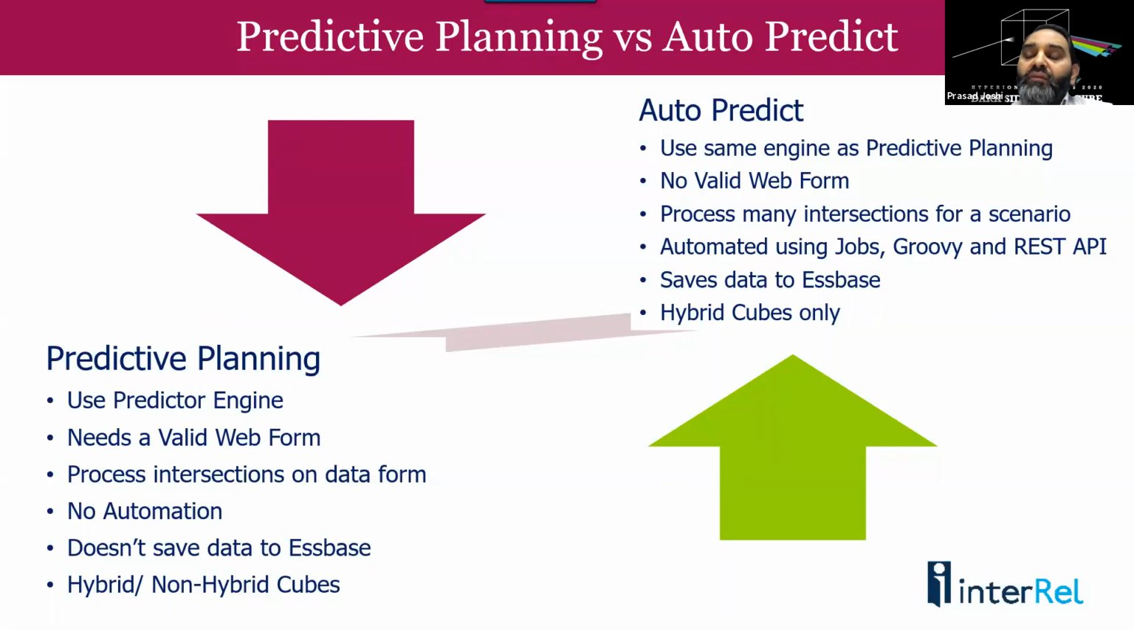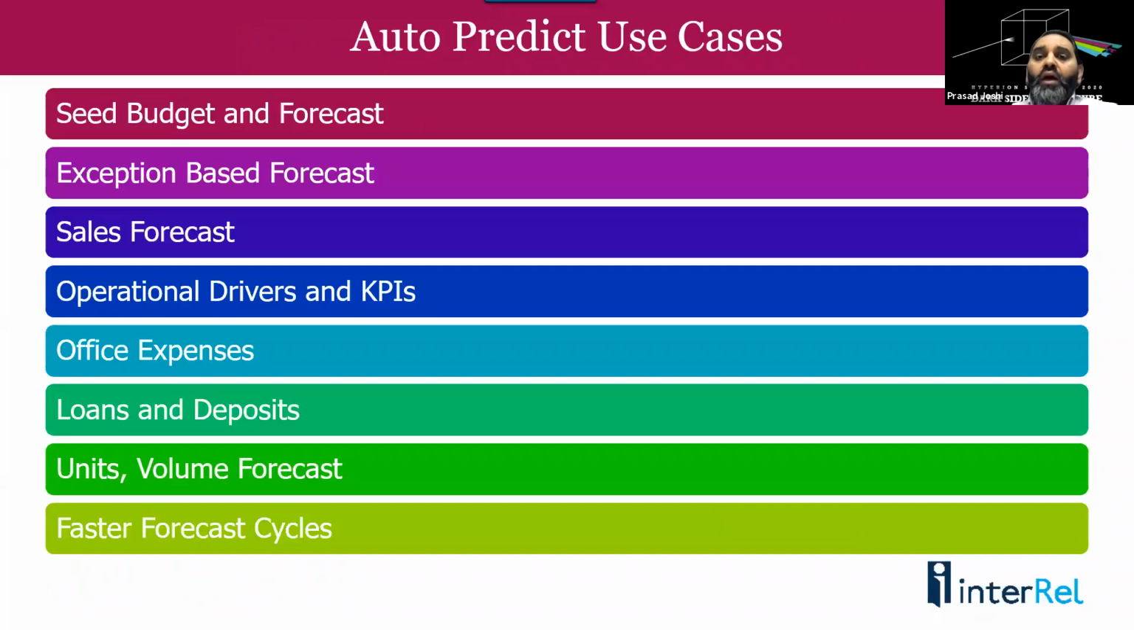With predictive planning, the planner has to click the save button to save the data into the system, whereas with AutoPredict, there is no click needed at all. And then the last one: predictive planning can be used on hybrid versus non-hybrid cubes, but AutoPredict is only available for the hybrid-enabled BSO cubes.